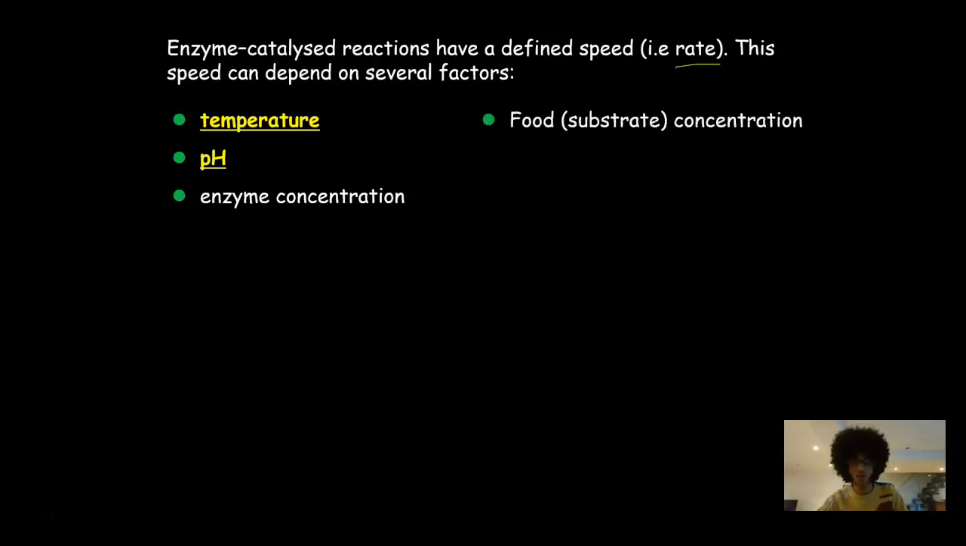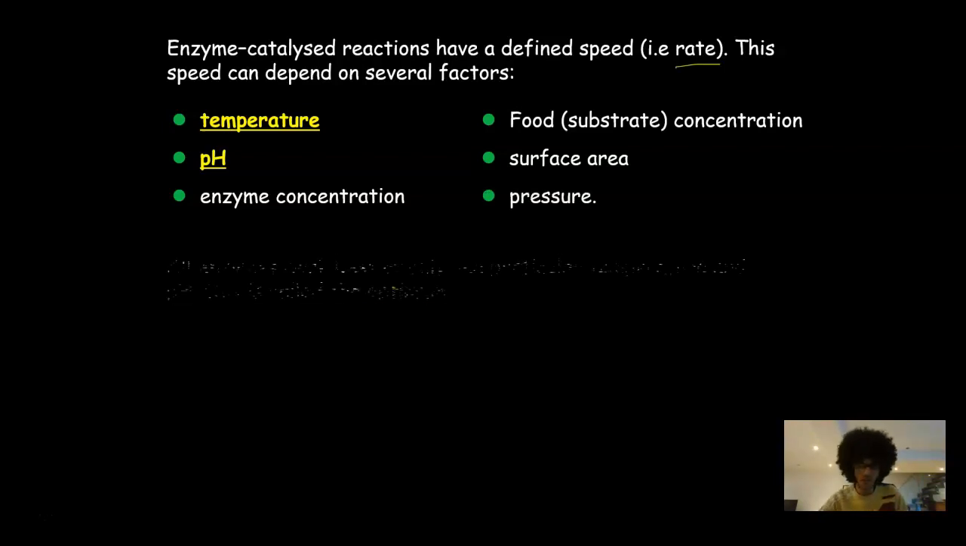It depends on the food concentration. So if you've got lots of food concentrated in a solution, it will break down quicker. It depends on the surface area of the food. So a block of carbohydrate, for example, will probably be digested a lot slower than individual bits broken down. And also pressure, that's more to do with gases really.